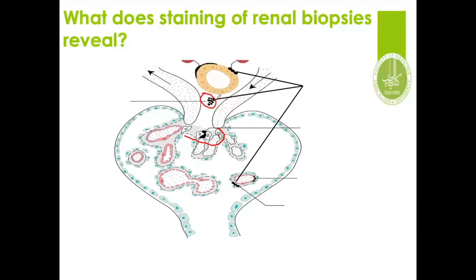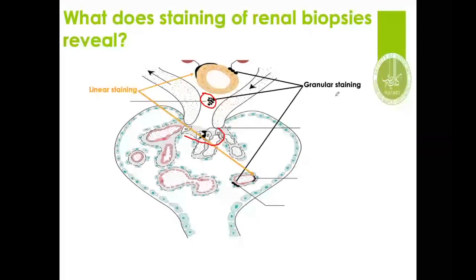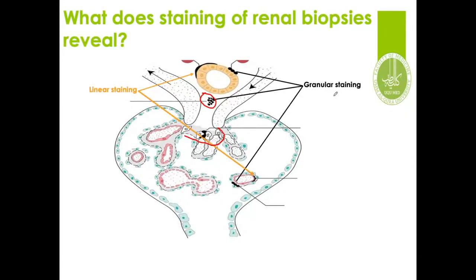So you can see granular staining in all of them, and you might also see linear staining in both regions. It's not that linear staining will only be seen in this part. You can see linear staining also in the tubular region. So either you see linear staining or you see granular staining, and then you can further confirm whether it is the presence of IgA antibodies, IgG, IgM, and which complement proteins are there, C3, C4. All that then helps you identify which particular disease it is.